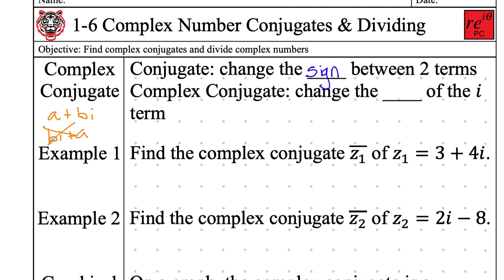That's not the right way of writing it. You should be writing real, then imaginary. If you write it the correct way, then again, it's the same definition. Just change the sign between the two terms. To make it easier on you, change the sign of the i term. That means if they give it to you in this backwards form, change this sign right here. Most people only think it's the second term. No, it's the term in between if it's written correctly, or just change the sign of the i term.